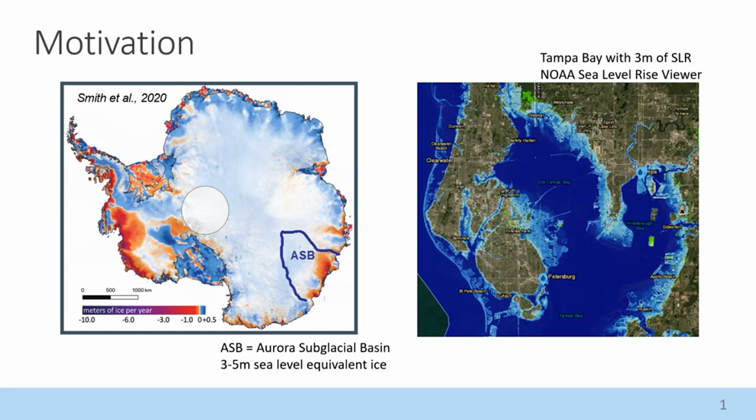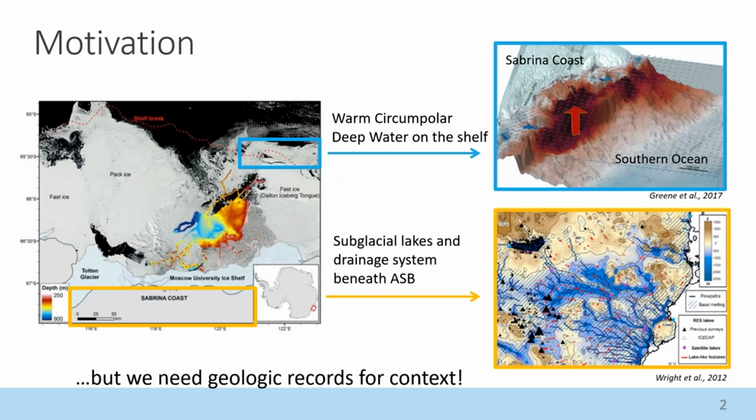And this basin drains 3 to 5 meters of sea level equivalent ice through the Totten Glacier and the Moscow University ice shelves. And so just to imagine what 3 meters of sea level rise would look like in St. Pete, just thinking that this is coming from this basin and not including other sea level rise from Antarctica, we would be underwater and parking on the peninsula would be a lot harder than it is today. So really big issue. And so why are we showing a lot of instability around the Sabrina Coast today?